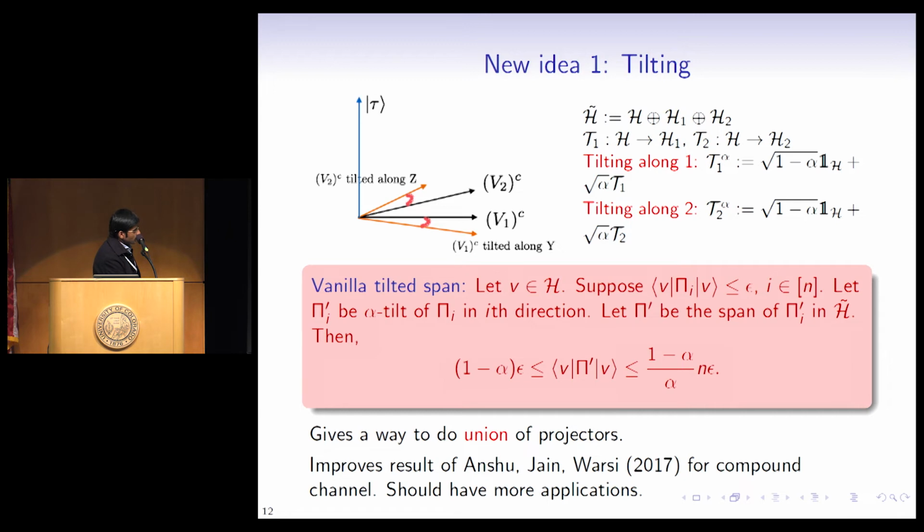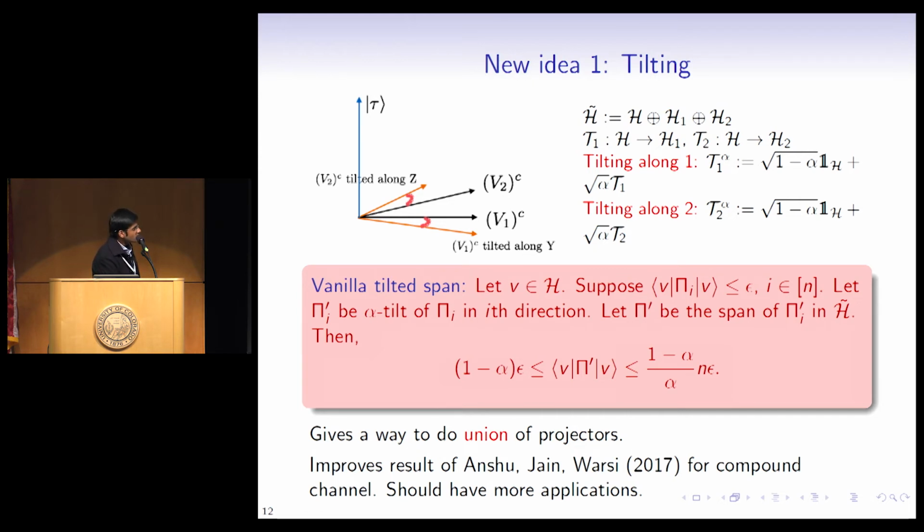The probability that I succeed by projecting V onto pi prime, which is the union of the tilted projectors, is lower bounded by 1 minus alpha times epsilon. This can be proven by using these definitions. And the surprising and more useful part is that the upper bound is given by (1 minus alpha) over alpha times n epsilon. Now this is reminiscent of the good old classical union bound, but with the parameter not 1 times n epsilon, but (1 minus alpha) over alpha times n epsilon. Now this gives a way to do union of projectors as mentioned in the title.